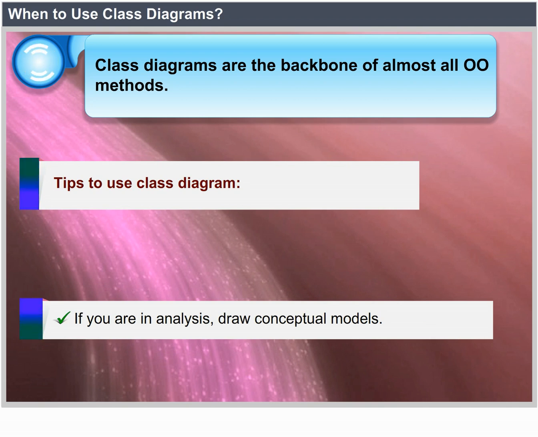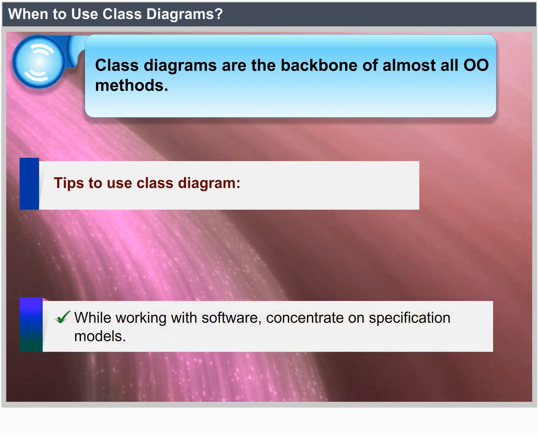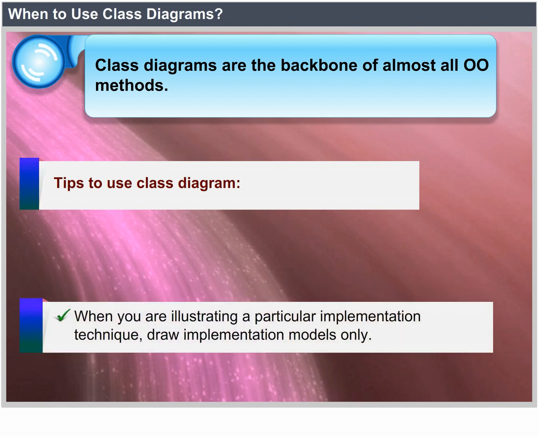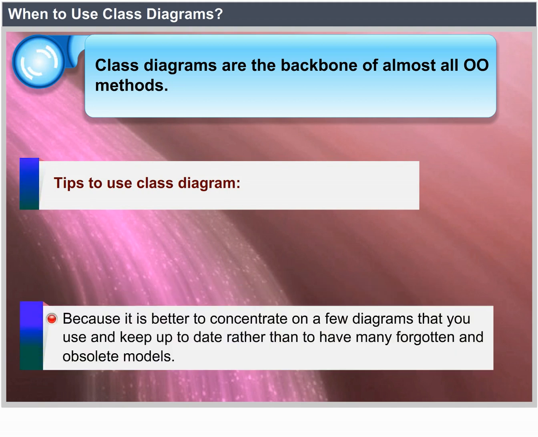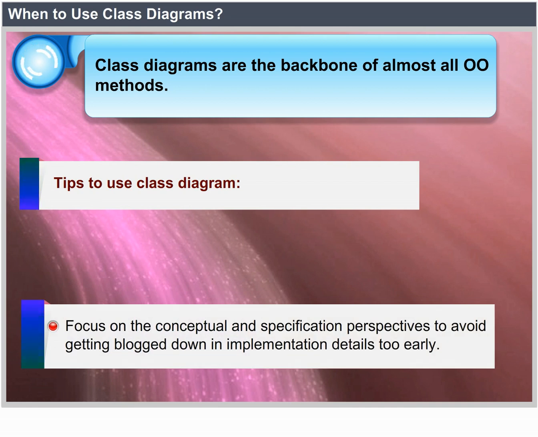If you are in analysis, draw conceptual models. While working with software, concentrate on specification models. When you are illustrating a particular implementation technique, draw implementation models only. Instead of drawing models for everything, concentrate on the key areas, because it is better to concentrate on a few diagrams that you use and keep up to date rather than to have many forgotten and obsolete models. Focus on the conceptual and specification perspectives to avoid getting bogged down in implementation details too early.